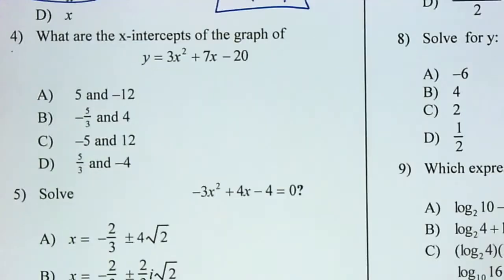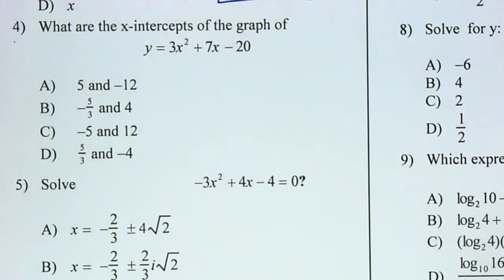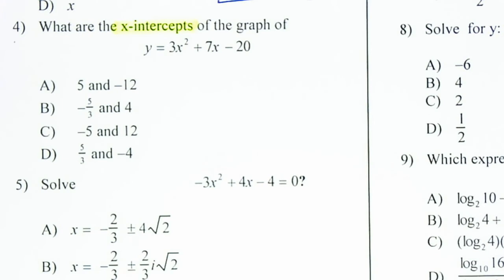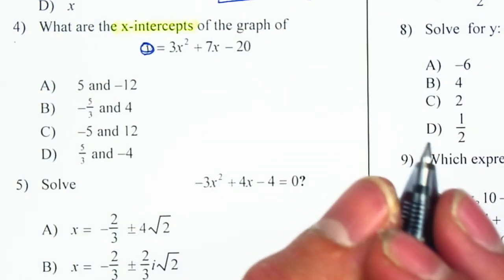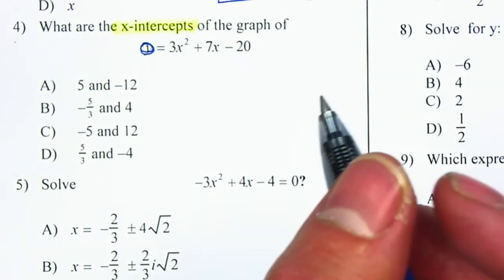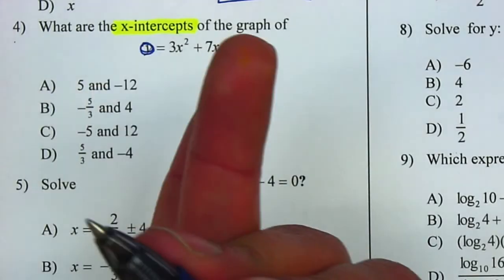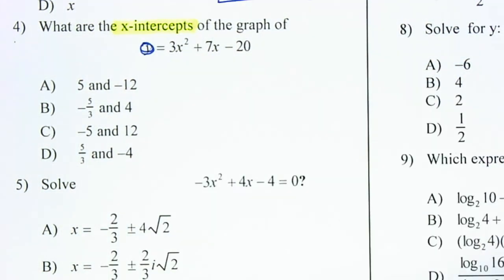Let's continue with problem number 4. What are the x-intercepts? So I want to be able to find the x-intercept. To find the x-intercept, you let y equal to 0. And now we need to be able to find where it crosses, so we just find the solutions. It's basically the same thing. X-intercepts, solutions, roots, or zeros, it means exactly the same.